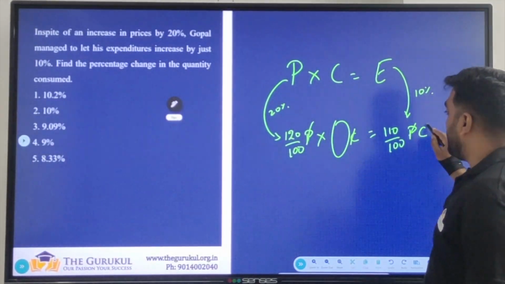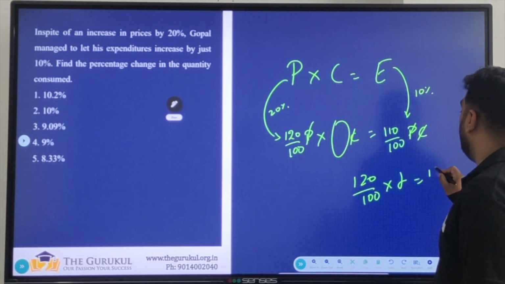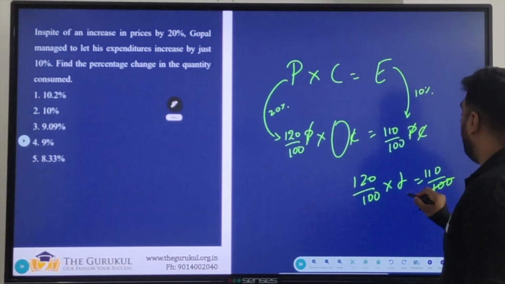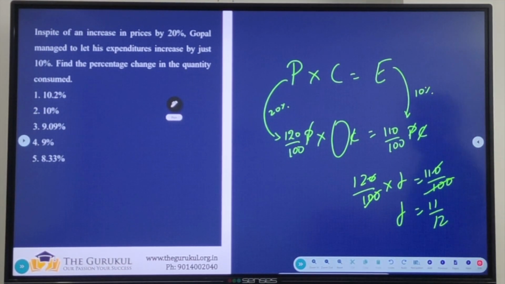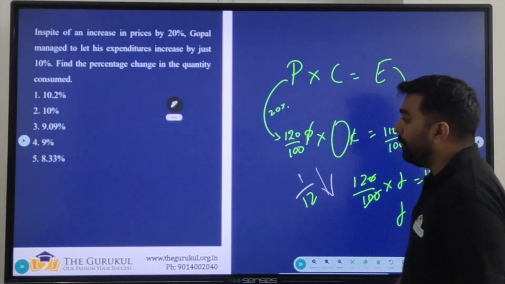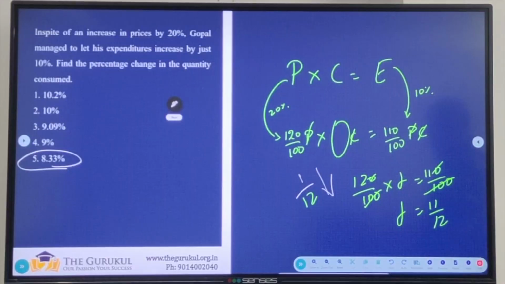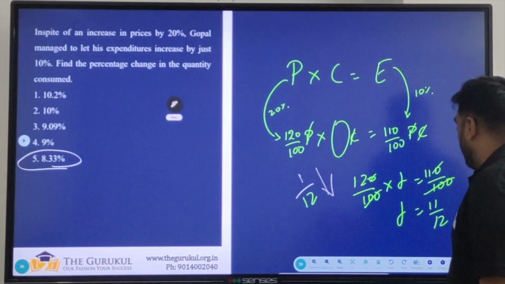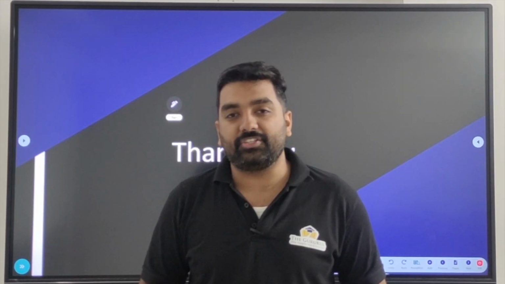This PC gets cancelled. 120 by 100 into some fraction equal to 110 by 100. This gets cancelled, this gets cancelled. Fraction equal to 11 by 12, which is 1 by 12 decrease is happening. 1 by 12 is 8.33%. Okay, perfect. So with this, we'll end the models on the concept of percentage increase and percentage decrease.